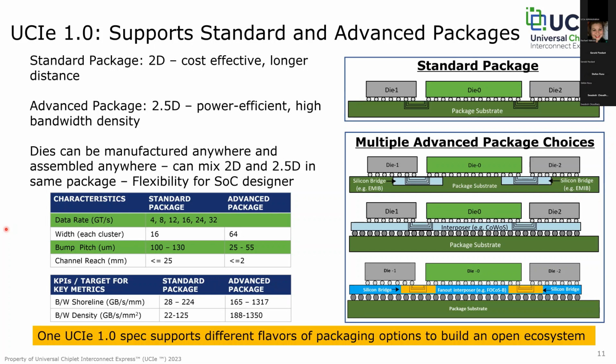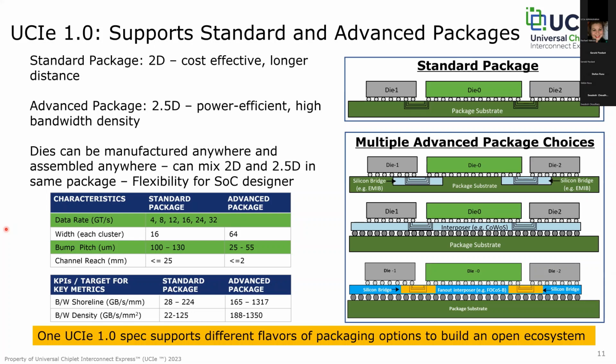The width or configuration of each module or PHY for standard packages is x16 full duplex. So you have 16 outbound main band lanes and 16 inbound. And for advanced package, it's a x64 configuration. Bump pitch ranges there 100 to 130 microns for standard package, 25 to 55 for advanced packages. There are some notes there for channel reach, up to about 25 millimeters at the maximum 32 GT/s speed. In an advanced package, due to the physical construction, bump pitches, and the way that OSATs generally place the die next to each other, usually the channel turns out to be less than 2 millimeters.